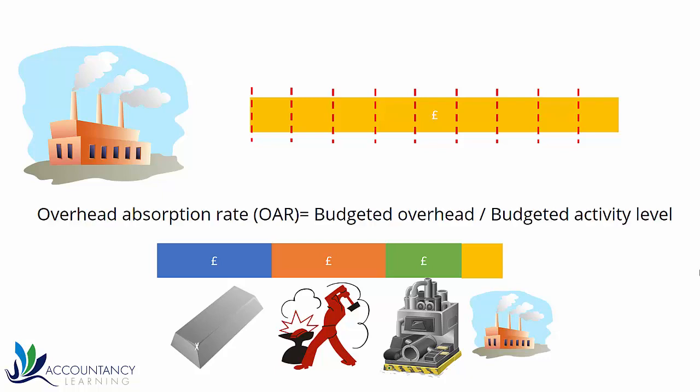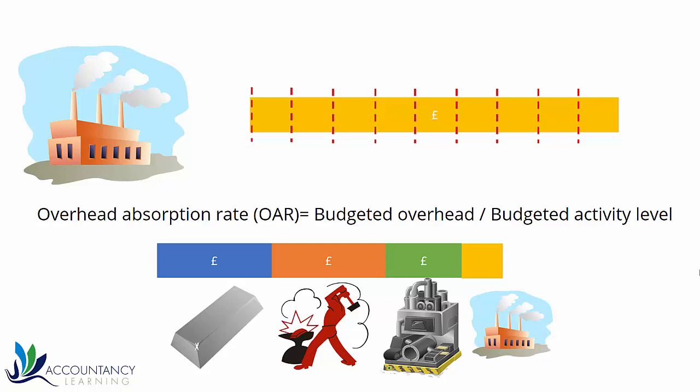Now there is a formula for doing this, so our overhead absorption rate will be the budgeted overhead, so that's the budgeted rent and the budgeted heat and the budgeted light, and we will divide by the budgeted activity level. So in this case we are thinking we are going to make 10 units during the year, so we simply divided by 10 and we took 1/10 of the rent and included that in the cost of one unit.